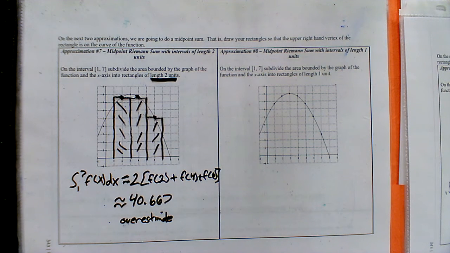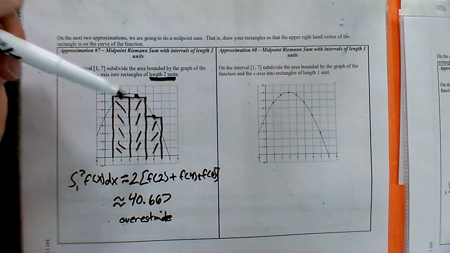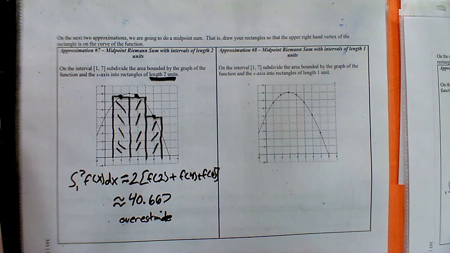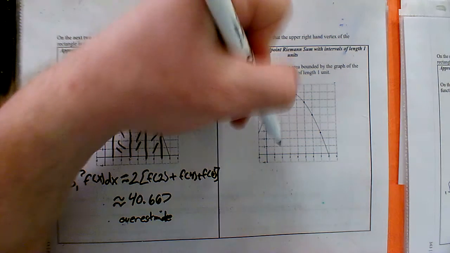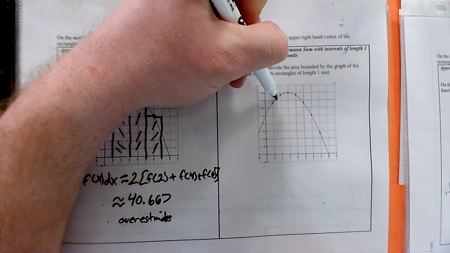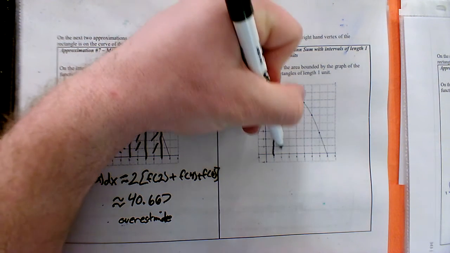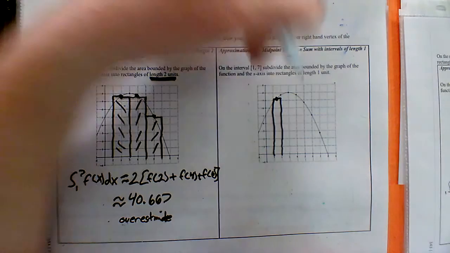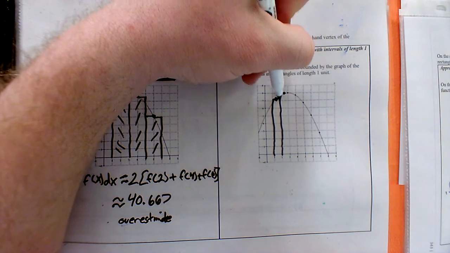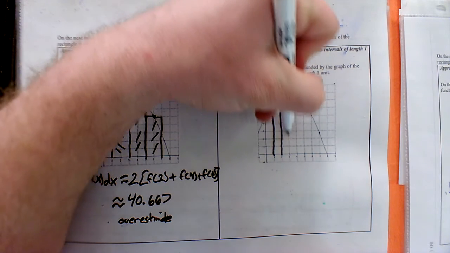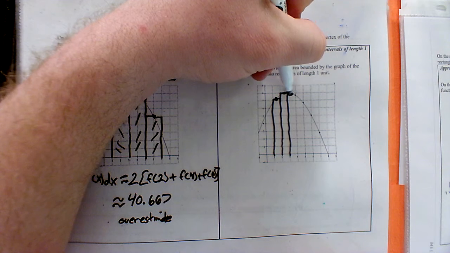All right. Any questions on the first one? All right, go ahead and start on the next one. Again, midpoint, but this time they are 1 unit. 1 unit. So at 1.5 is where your first one would be on the curve. Then 2.5. 3.5.